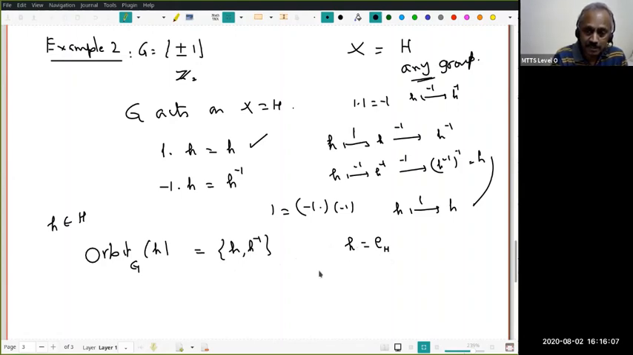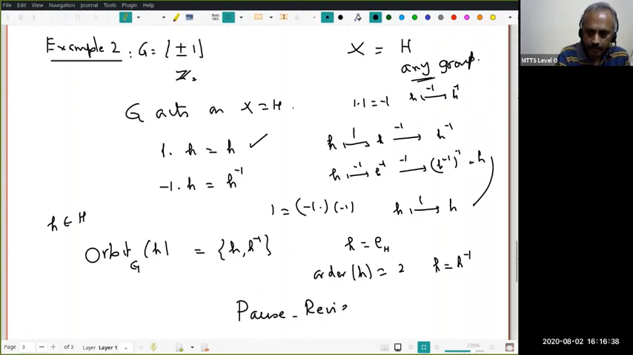The next thing is, suppose the order of h is 2. Then what does it mean? h equals h inverse. Okay, h may not be the identity. Its order is 2, therefore h cannot be identity. But h must be h inverse. Therefore, in that case also, the orbit consists of one element. In all other cases, the orbit consists of two elements. This is an abstract example. How many of you like it? So pause, review, and proceed.